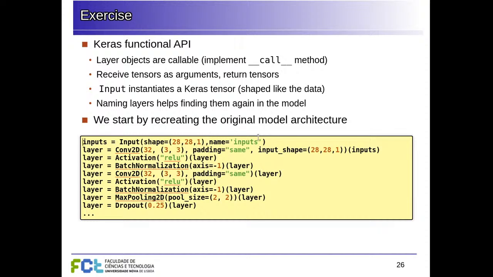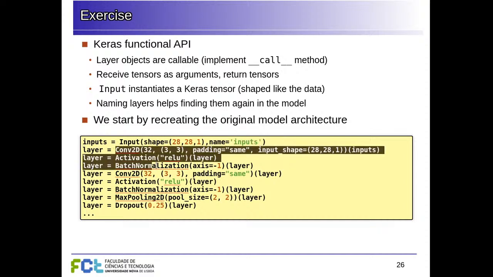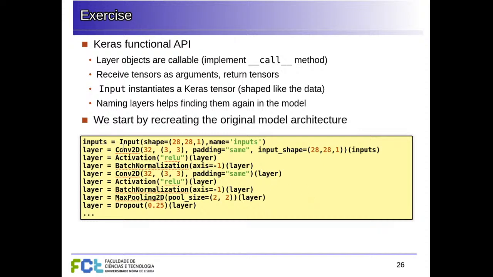We can give it a name so that it's easier to find then in the model when we want to connect it somewhere. And now we just add new layers by using each type of layer, each layer object. For instance, here a two-dimensional convolution with 32 filters, 3 by 3 kernel, padding same. Here we don't need the input shape. This is unnecessary because we're going to apply this one to this tensor here. That was the result of this input function.